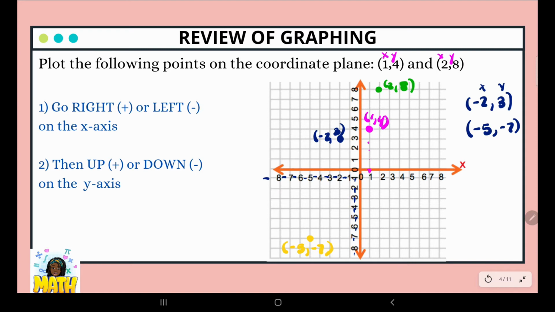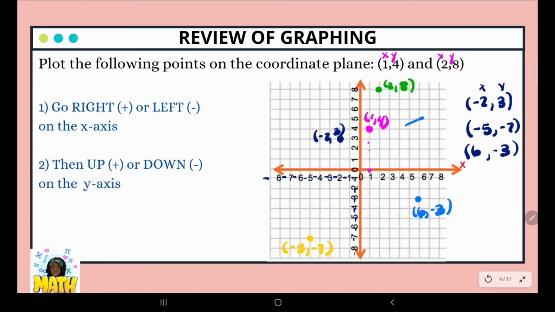Now let's try one more. Let's take a look at a point where our x is positive, but our y is negative. Let's go (6, -3). So here we're going to start at +6, and then we're going to go down to -3. And that's our point, (+6, -3).